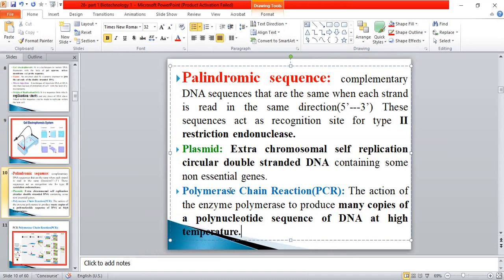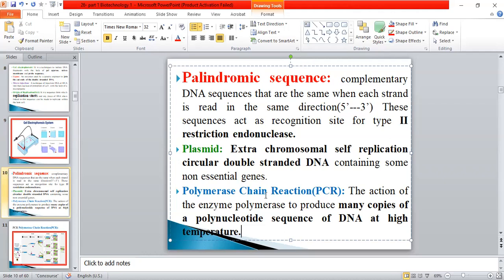Polymerase means more than one, with the help of the enzyme polymerase. Chain means it is also continuously doing. The reactions also continue with the help of the primer. The DNA primer is also very, very important. Then only the reaction will be continued. Otherwise, it will not continue.